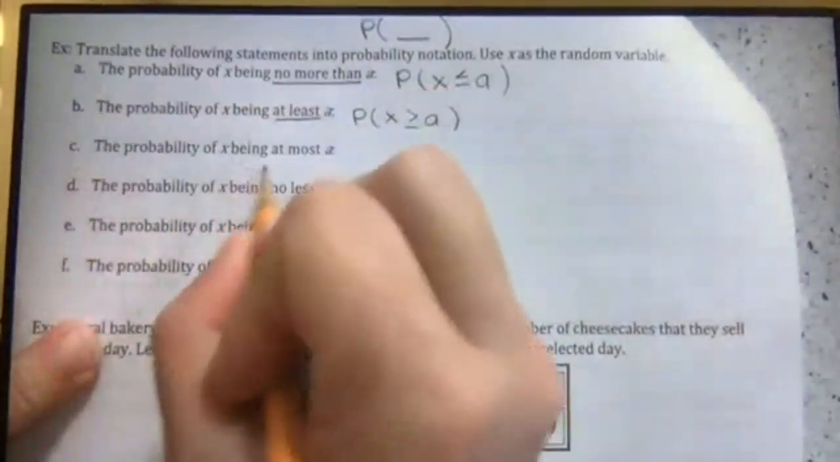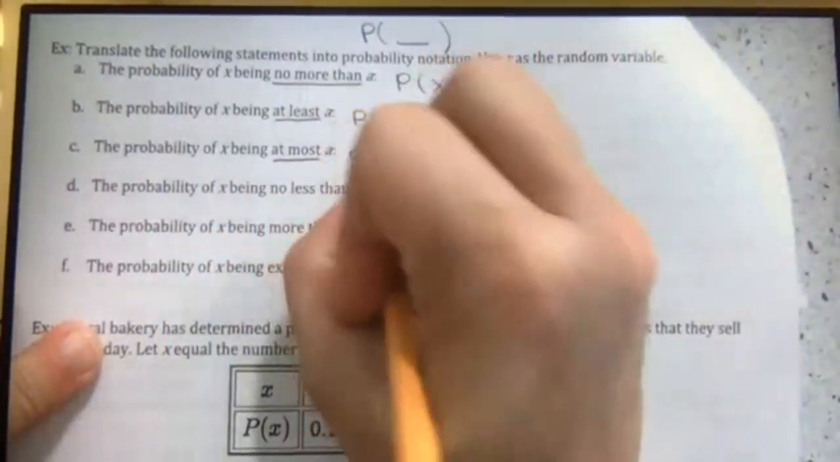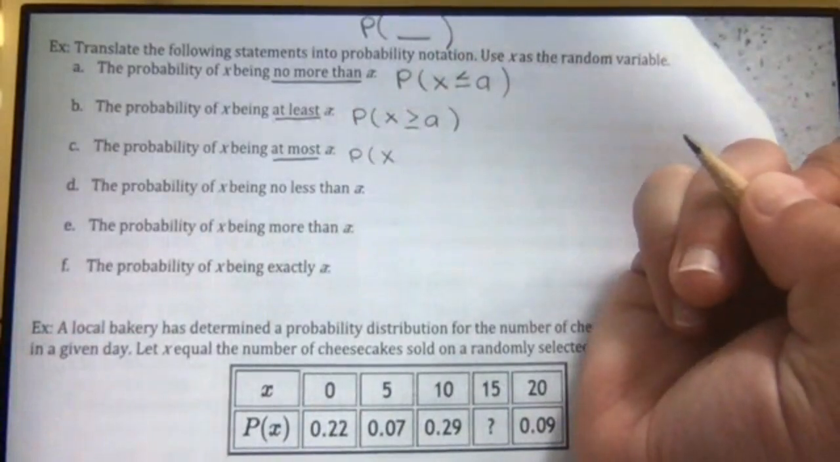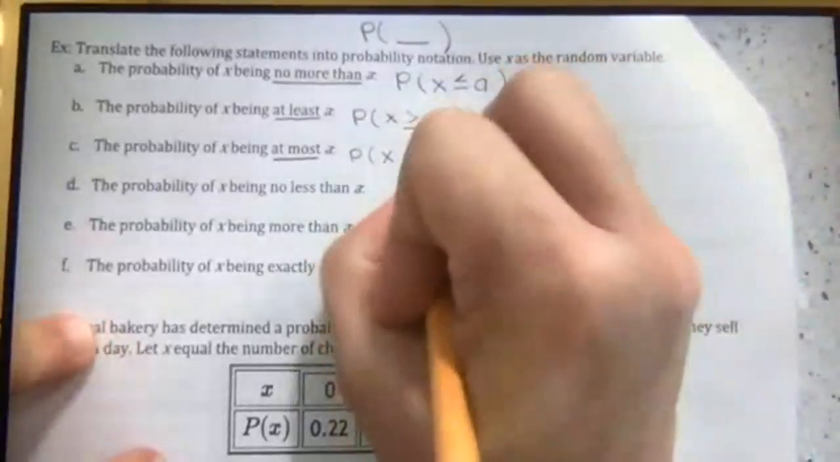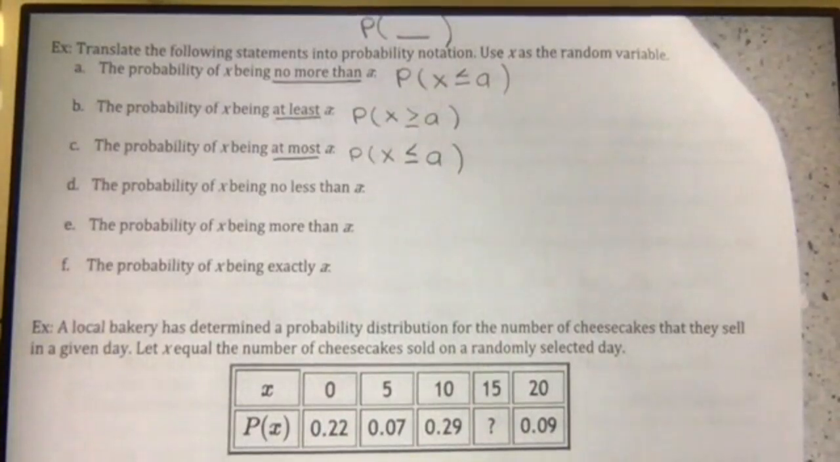So the probability of x being at most a. That means it could be a or anything less than that. So less than or equal to a. At most. So it can't be anything more than a. So the probability of x is less than or equal to a.